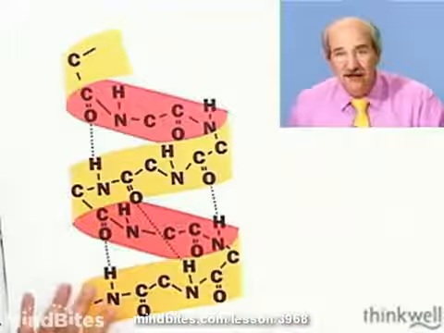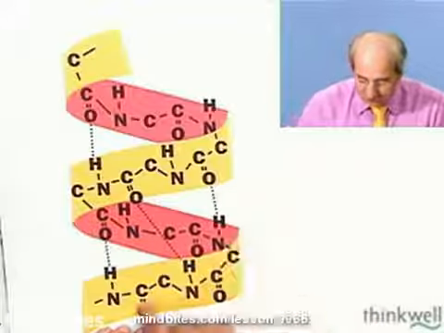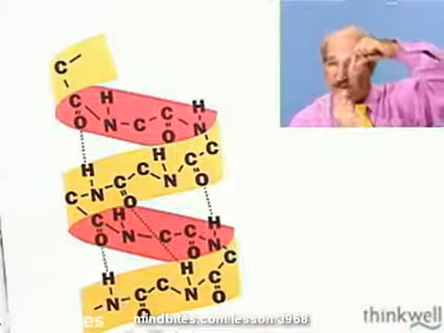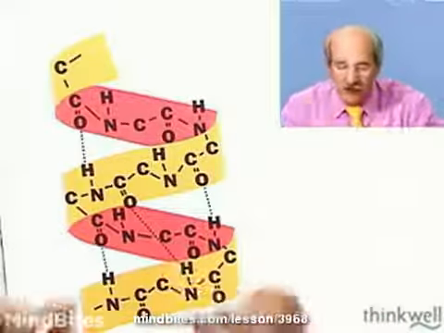What's one secondary shape? Well, one secondary shape is called a helix. In this alpha helix, this portion of the polypeptide has twisted into a helical shape. They're weak bonds, but they're enough to give it a shape.